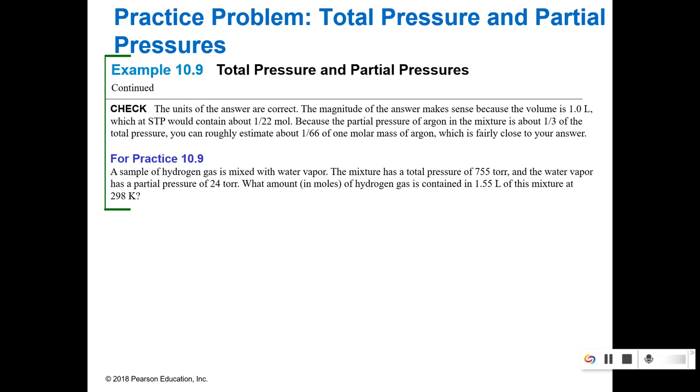Okay. This one, our mixture has a total pressure of 755. Water has a pressure of 24. And we want to know the amount of hydrogen gas. So we do 755 torr equals 24 torr plus P of H2. So then I'm going to do 755 minus 24.